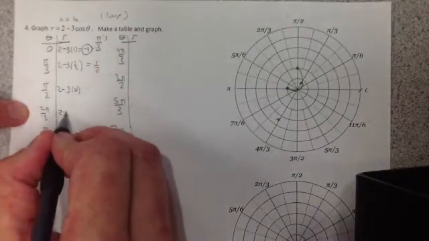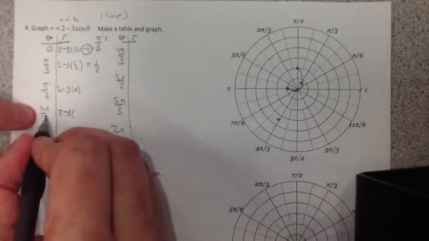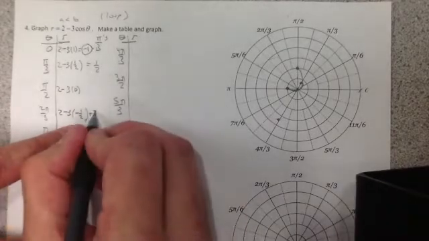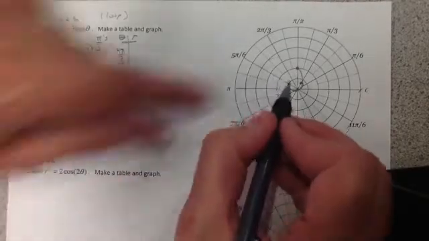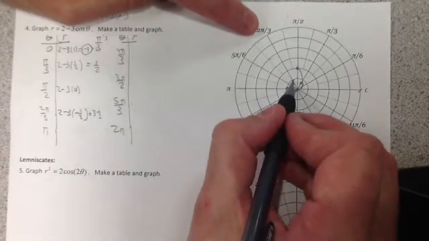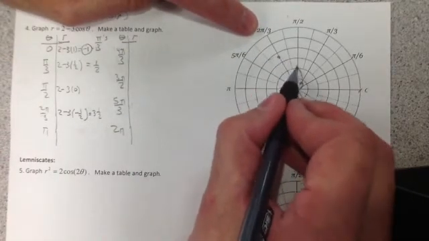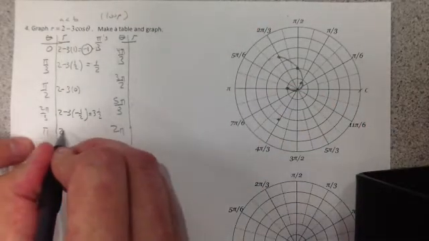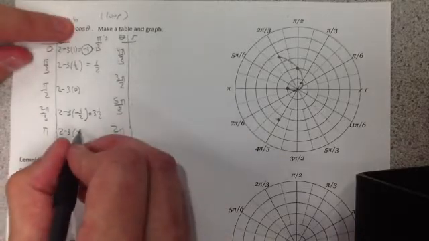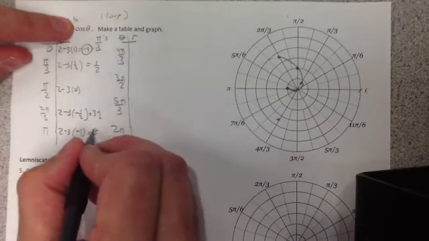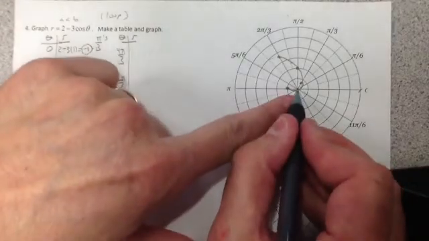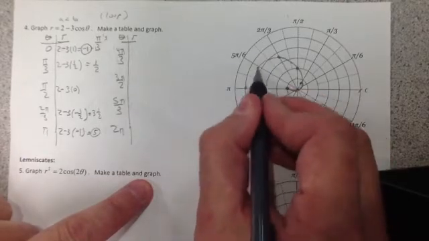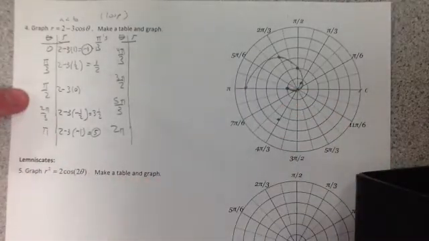2 pi over 3: the cosine of 2 pi over 3 is negative 1/2. Be careful, 2 negatives make a positive, and that's going to put us at 3.5. So when I'm facing 2 pi over 3, we go out 3.5 radii. Plug in pi: the cosine of pi is negative 1, and that gives us a distance of 5. So when I'm facing pi, we go out 5 from the center: 1, 2, 3, 4, 5. And there's our graph so far. So far it looks pretty good.